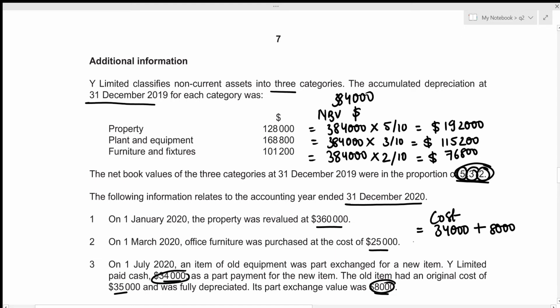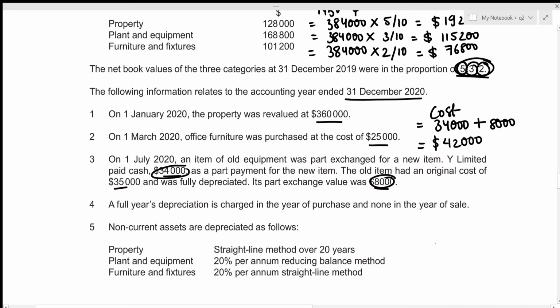So this gives the cost for new equipment to be 42,000. All right, then a full year's depreciation is charged at the year of purchase and none in the year of sale. Non-current assets are depreciated as follows. Property is to be depreciated using the straight line method over 20 years. We have plant and equipment 20% per annum reducing balance method, and for furniture and fixtures 20% per annum straight line method. Okay, let's have a look at our third question.